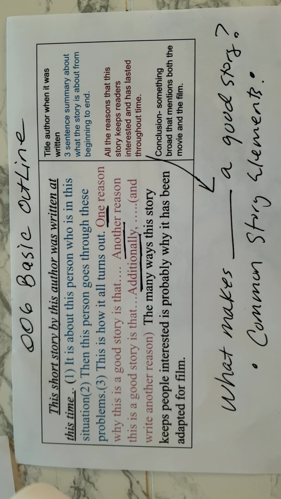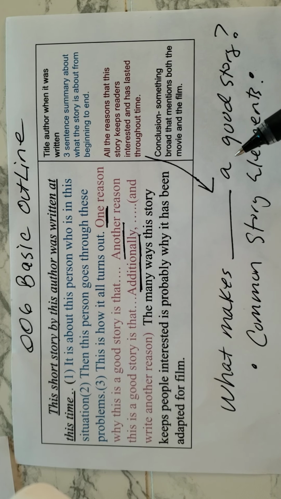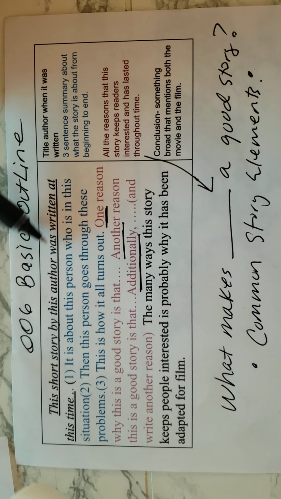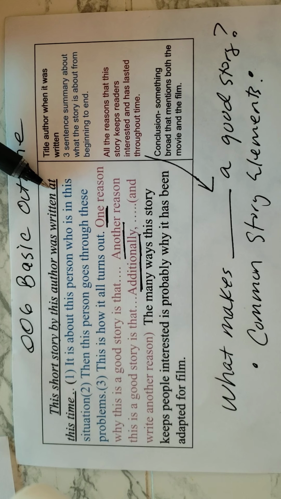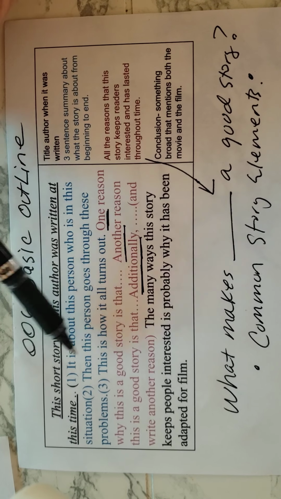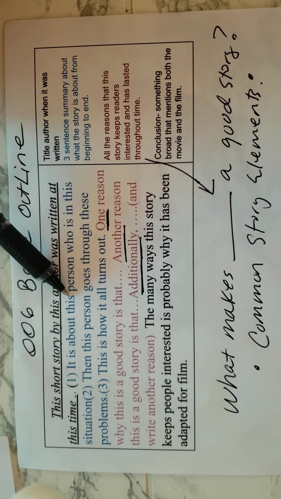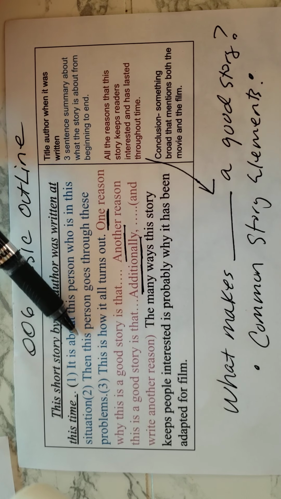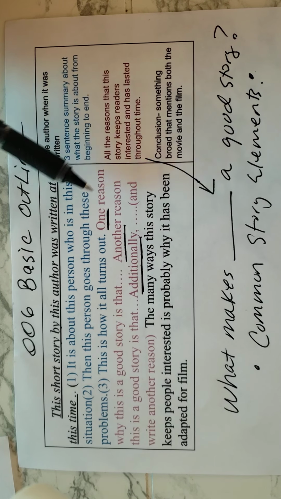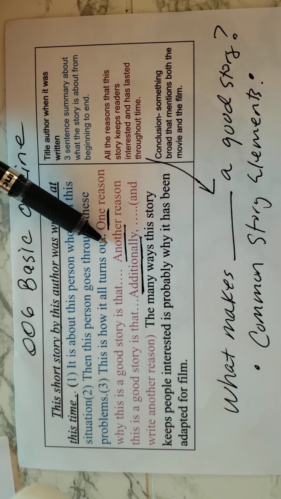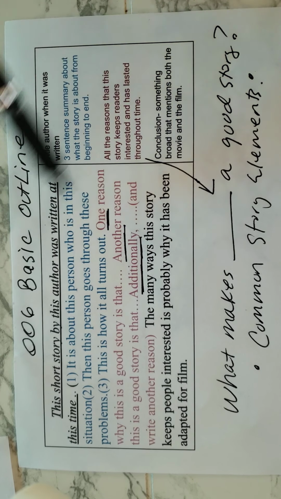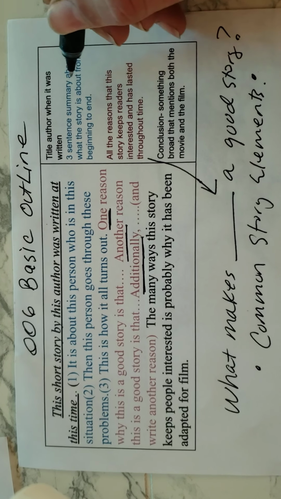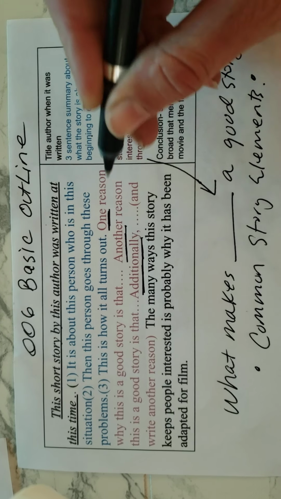First, you're going to have the title and author and when it was written. So, this short story by this author was written at this time. Then you're going to have a 3-sentence summary. It's about this person who is in this situation. This person then goes through all these problems, and this is how it turns out. Okay? And if you notice over here, this is telling you what to do. You summarize from the beginning to the end. 1, 2, 3.